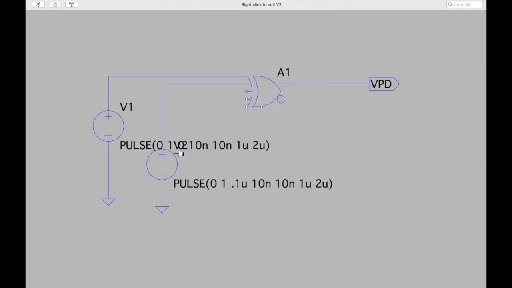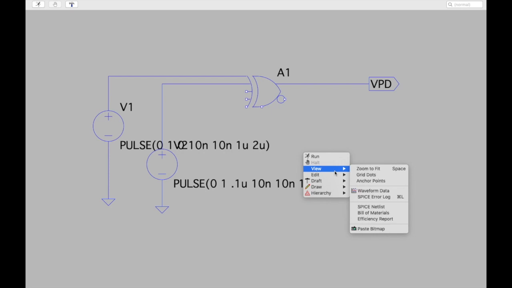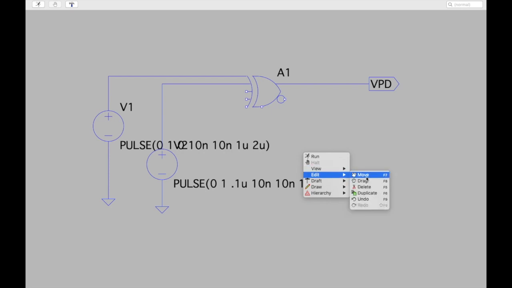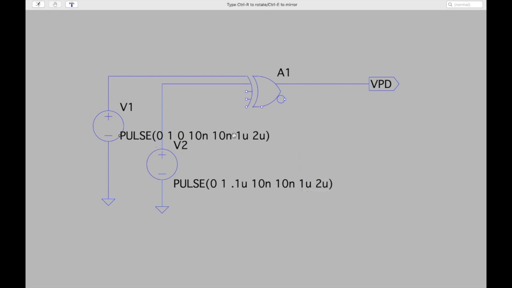So these two are similar. There's a slight overlap here, so if you want, we can move this one a little bit. Yes, it overlaps with the name V2. Great. So let's again label these wires as V1 and V2 as well.